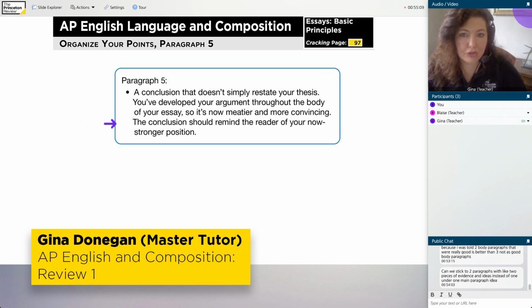The conclusion should basically remind the reader of your thesis and your position and the major points that you use to develop it. By the way, in my opinion, the introduction is much more important than the conclusion. So the most important thing about a conclusion is just to have one. But the introduction needs to be nice and thorough and long and impressive. The conclusion, even if it's just a basic restatement, you're going to be fine as long as the rest of the essay was really good.